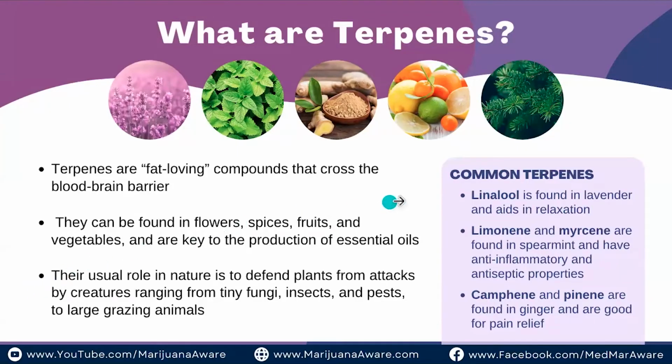Why don't you give me a couple of the common ones, like linalool? Yeah, so we already talked about it a little bit. It is in lavender. It's that very pungent floral smell, and it's really great at assisting with relaxation. Additionally, you have limonene and myrcene. Limonene is that fresh citrus smell, and myrcene can be more of a spicy smell, but combined, they are what you find in spearmint. Both of these terpenes have anti-inflammatory and antiseptic properties. Another one is camphene and pinene, which are found in ginger, and they're also really great for pain relief.